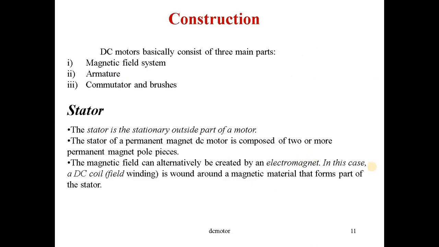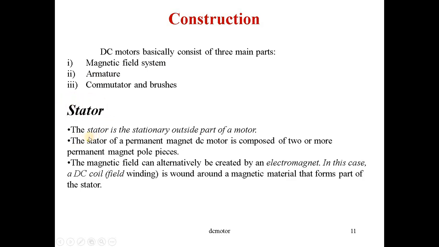Okay, now the function of each and every part we'll discuss. As we already discussed, there are three technical parts: the magnetic field system, armature and commutator. First of all, we'll discuss the stationary part of the machine, that is the stator.